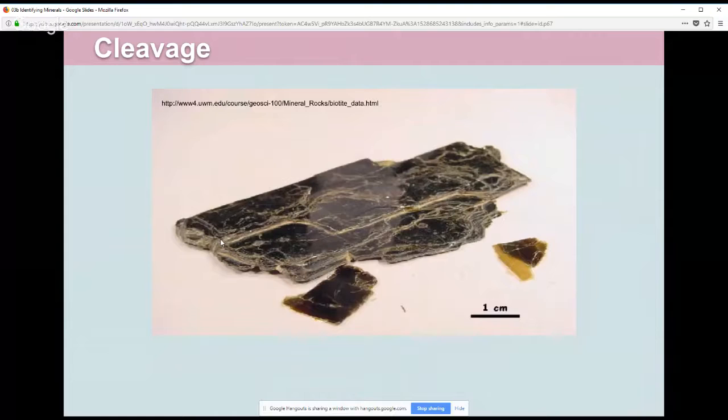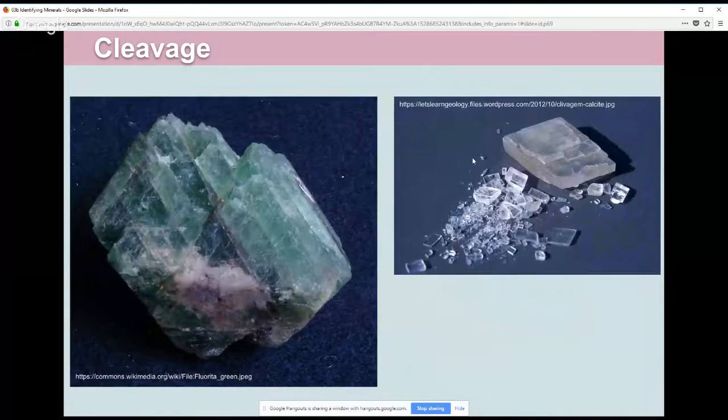Here is an example of a mineral with one cleavage plane. This is biotite. Notice that it is breaking into thin sheets, and that is a classic one plane of cleavage mineral. Here's a couple of different minerals with more planes of cleavage. Fluorite, I believe, has 4 planes of cleavage. Calcite has 3, and they're not at 90 degrees, so it forms like a rhombohedron, a tilted box shape. But notice when this mineral is broken, it broke into smaller pieces that are the same shape. Really good indicator of cleavage.